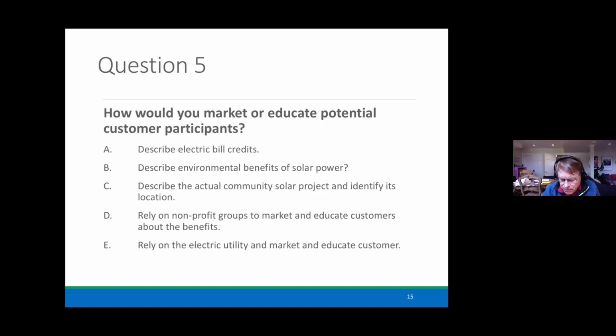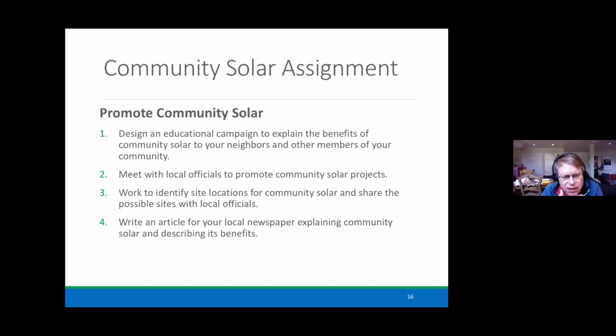And if you look down at the possible assignment, and as I understand it, each of you has an opportunity to do one or more assignments, and try to develop an assignment that might make sense in your local community and things that you could actually proactively do. So if you were tasked with promoting community solar, you might do a couple of different things.